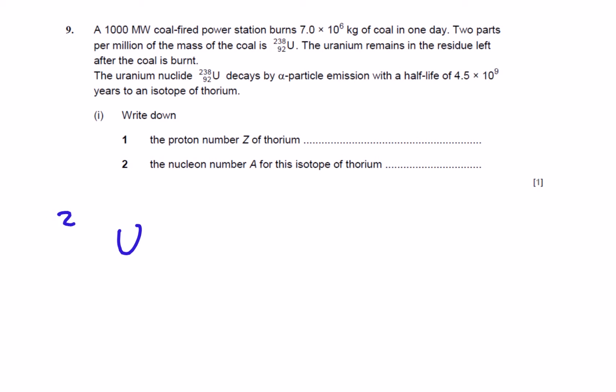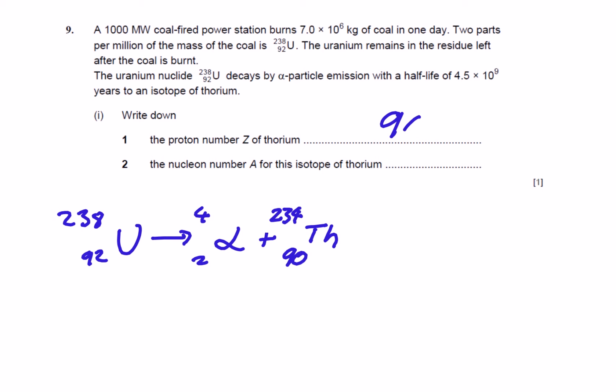So uranium-238, 92, undergoes an alpha decay, and alpha decay is 2 protons, a nucleon number of 4, so that means whatever's going to be left is our thorium. And if 2 of the protons are here, that means we are left with 90 protons for the thorium, and our nucleon number, 4 of those have gone, so that's going to be 234. So the proton number is 90 and the nucleon number is 234.